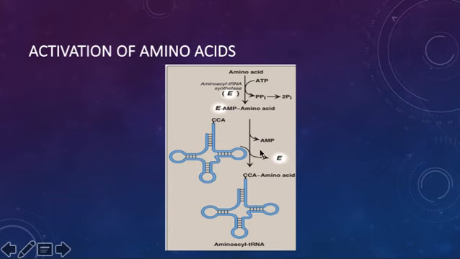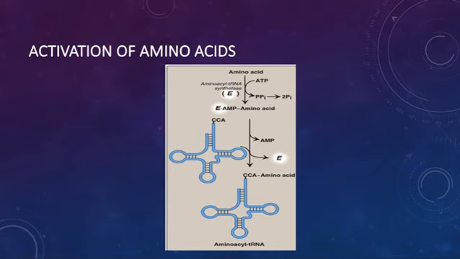The AMP is released, the enzyme is also released, and it combines with the CCA loop of the amino acyl tRNA to form the aminoacyl tRNA, or the charged tRNA. So this is the step that takes place in the cytosol, and we call it a charged tRNA because the amino acid is attached to the tRNA. So this is the activation of amino acid.